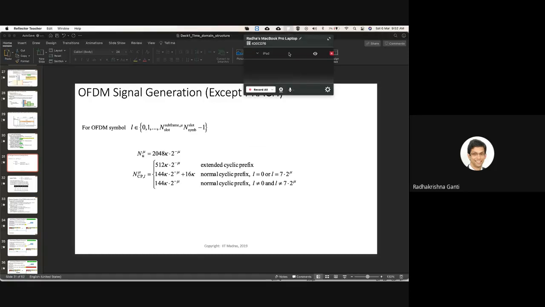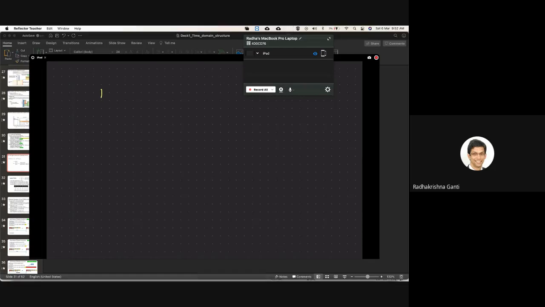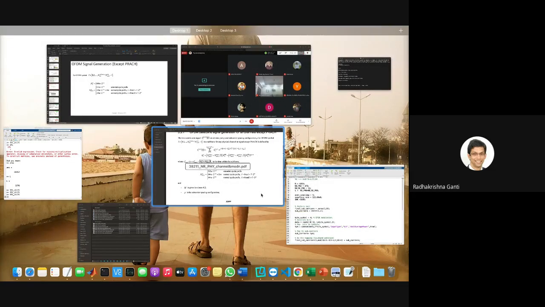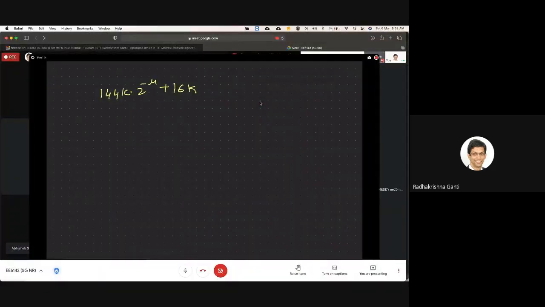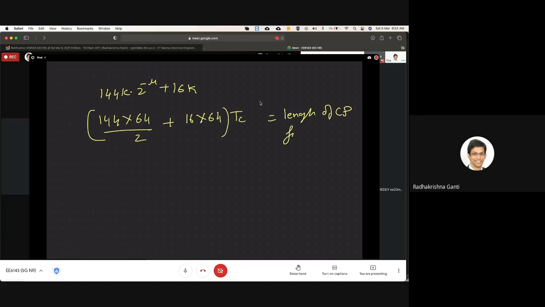I'm just showing you. Let me write it down: 144 into 64 divided by 2 plus 16 into 64, times TC, is the length of CP. This is what is given by the spec. This is the length of CP for the 0th and 14th OFDM symbol.